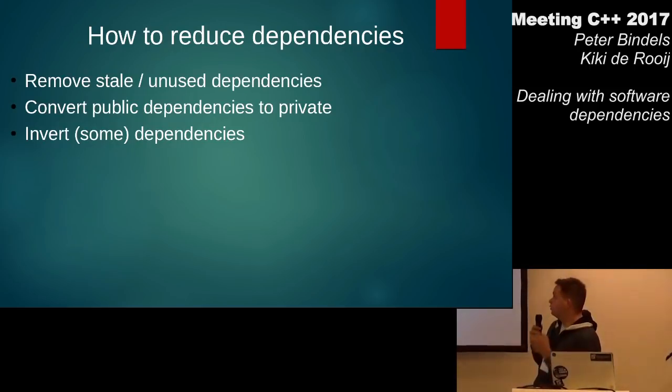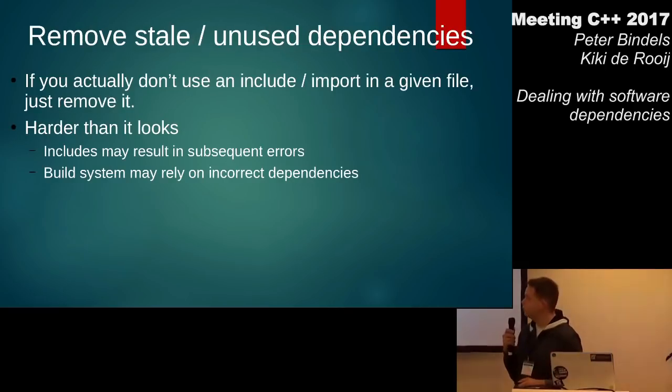A third option is to invert a dependency. In some cases, it's not possible to get rid of a dependency. It still might need to be a public dependency, but we can invert a dependency to avoid cycles. So the first one, if we want to remove a stale dependency.